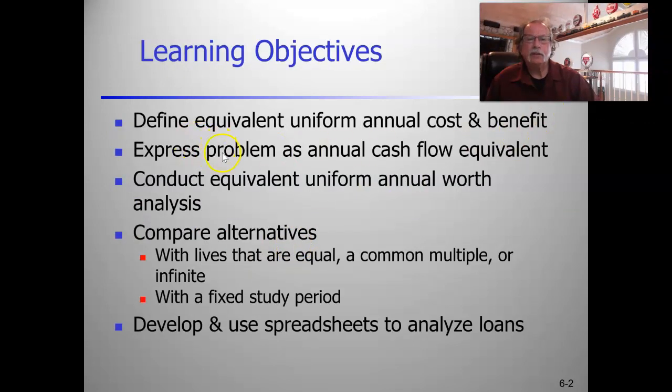So the first thing we're going to do is define uniform annual costs and benefits, and turn those into annual cash flow equivalents. We can have costs and benefits in present worth analysis that are a single point value. We can also turn them into an annual value over the life of the investment using the payment function, effectively using the formula.